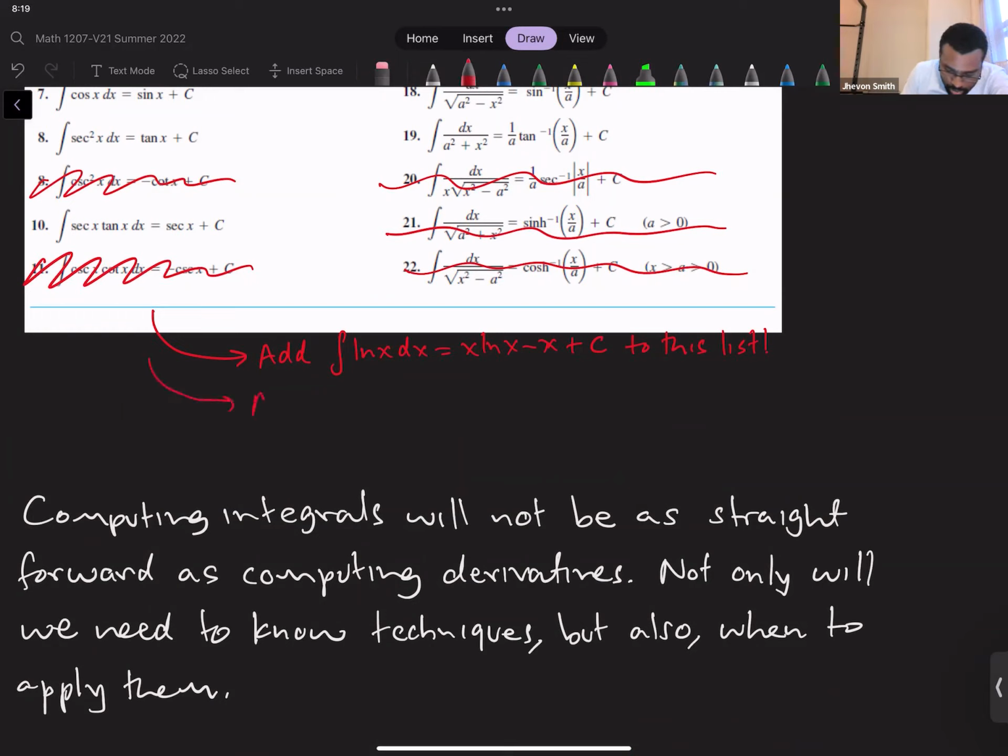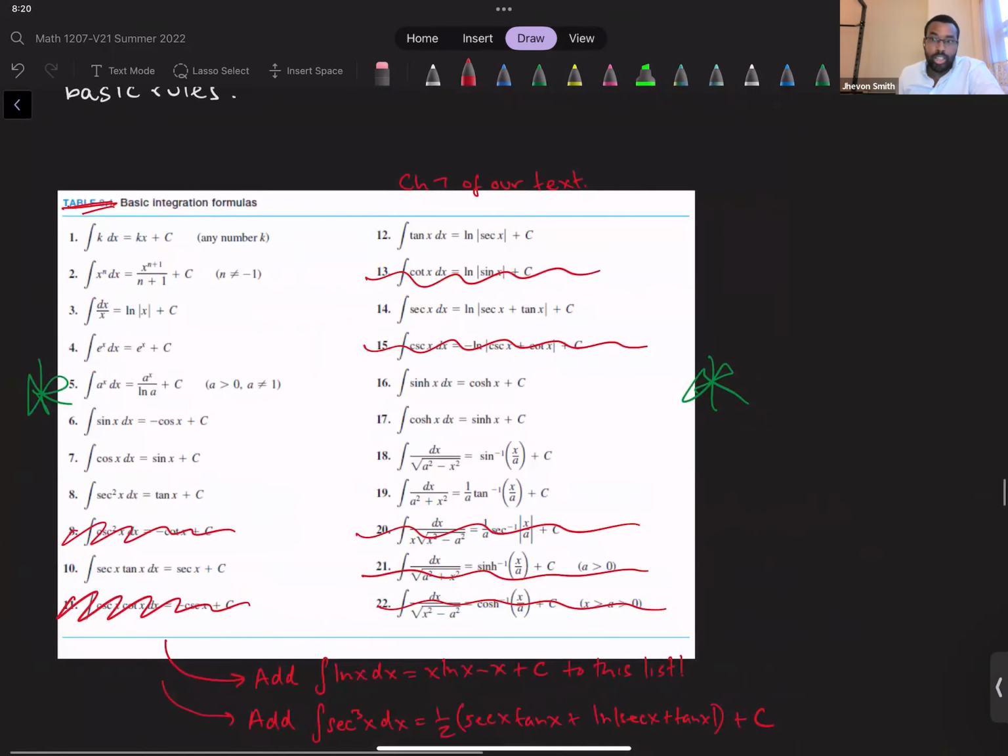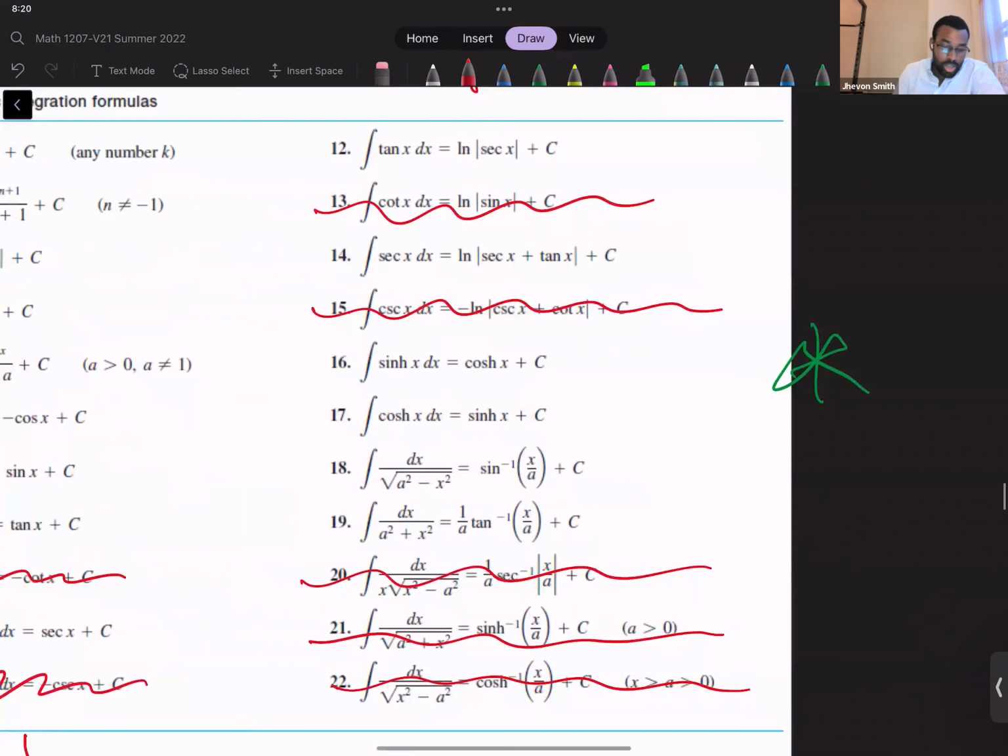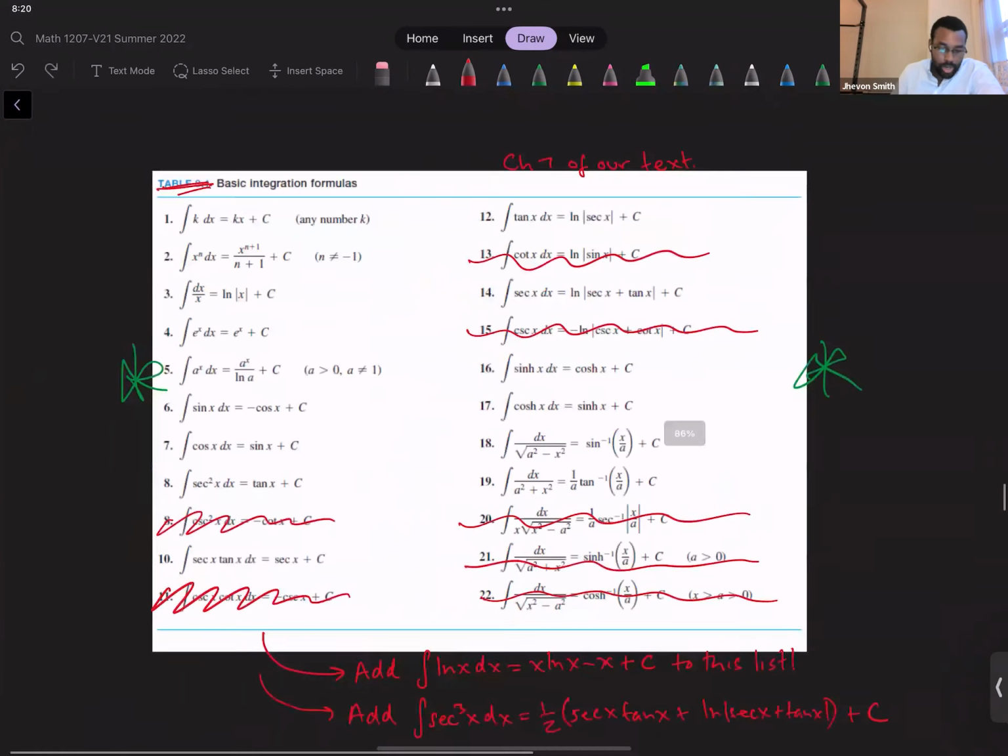We also added, I believe, the integral for secant cubed. It's 1/2 secant x tan x plus ln absolute value secant x plus tan x. So these are your basic rules. Always in the back of your mind, you're trying to see, does the integral I'm looking at look like the left side of one of these equations? The moment it looks like the left side of one of these equations, the answer will look like the right side. So you just write that down.